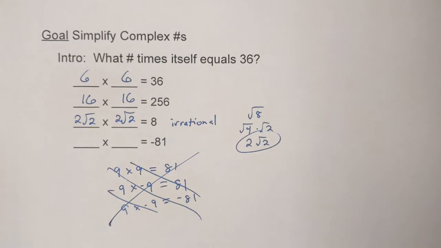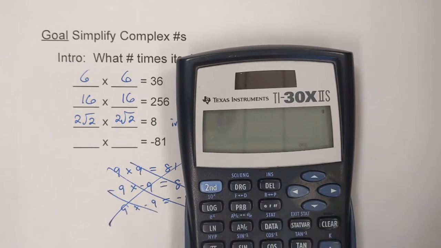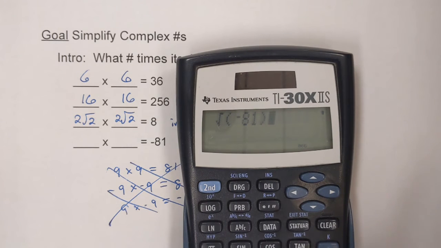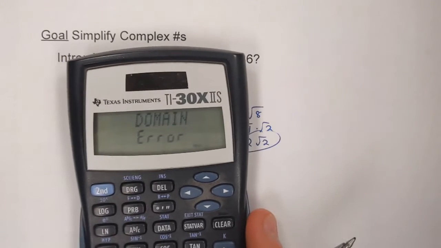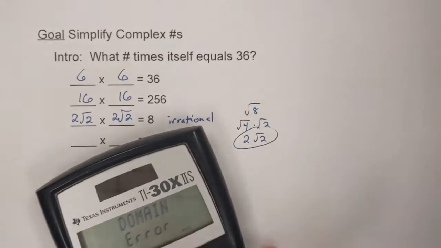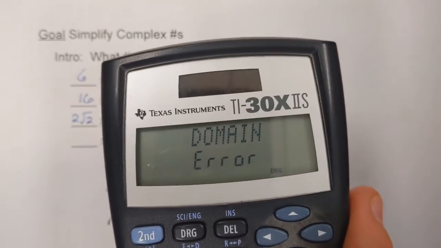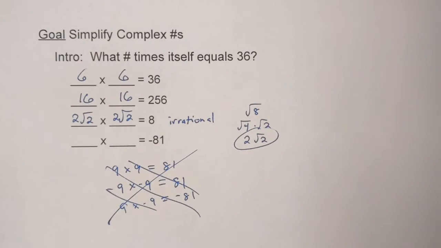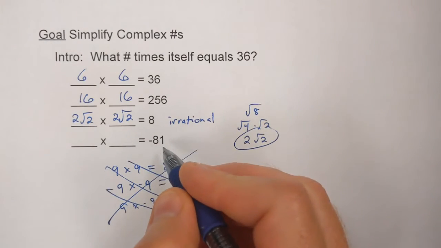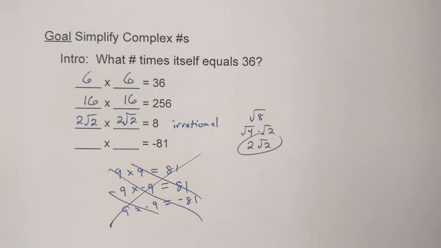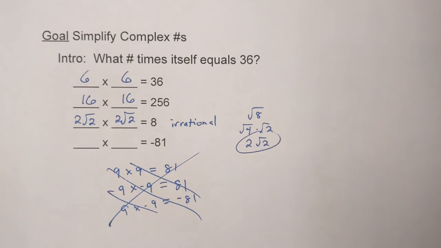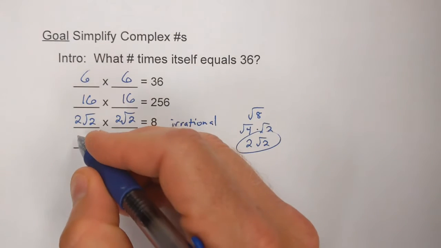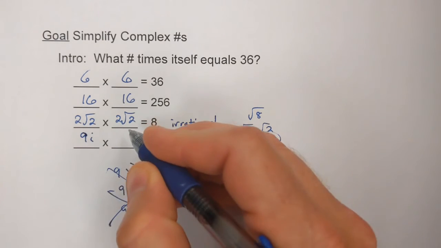So we have this dilemma here. How are we going to get this to work? Now I can pull up my calculator. I can try doing the square root of negative 81 in my calculator, and I get the dreaded domain error. Calculator can't even do it. All right, so I'm here to tell you today there is an answer to this question, but it's a number that was invented by mathematicians. It's called an imaginary number. The answer is 9i.